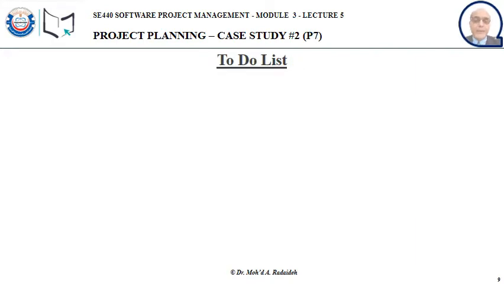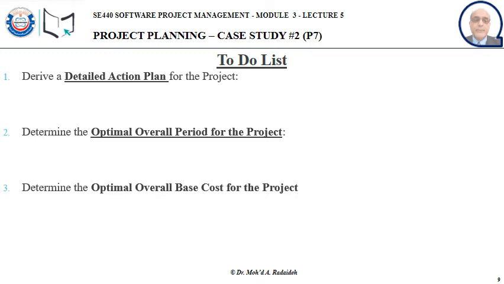Now to do list, what are we going to do for this? First of all, we need to derive a detailed action plan. Second, we need to derive the optimal overall period for the project. And third, we need to determine the optimal overall base cost for the project.